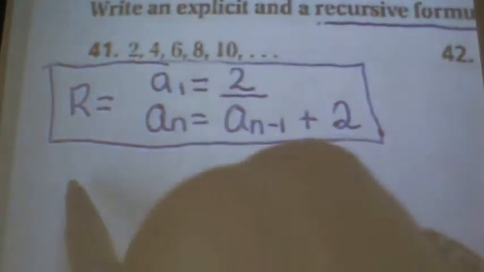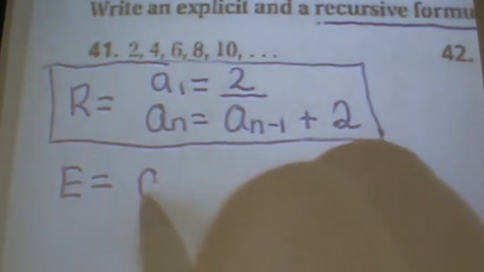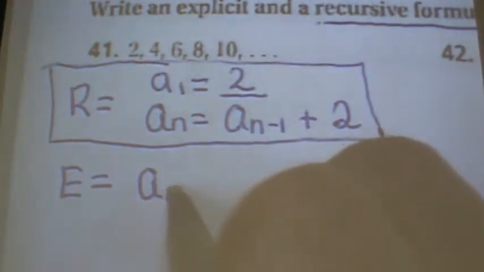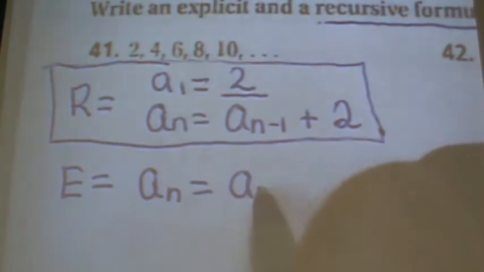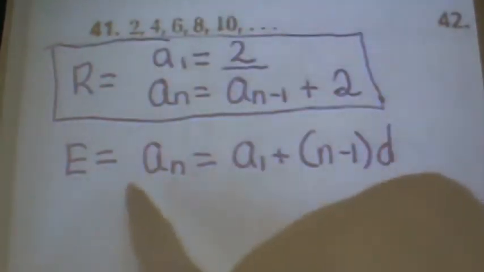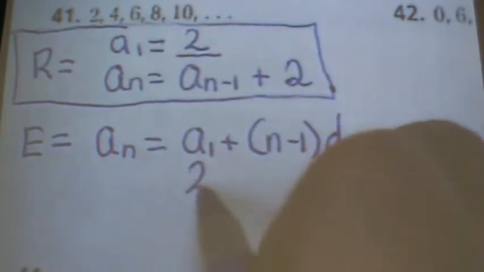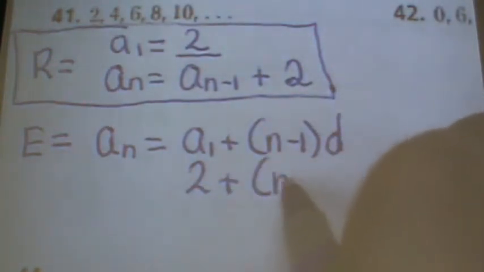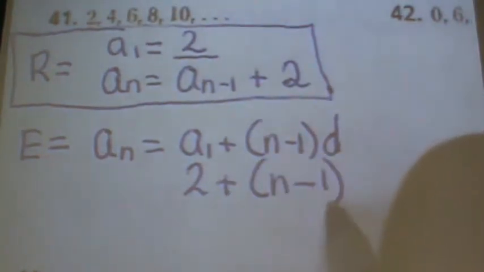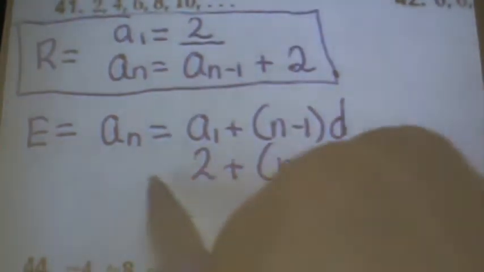You keep adding 2. The explicit formula looks like this. You take the first term and you add n minus 1 times d. So your explicit formula looks like this. What is the first term in the sequence? 2. You're going to keep n in here because you're writing a generic formula. The common difference is 2, so that's your formula.